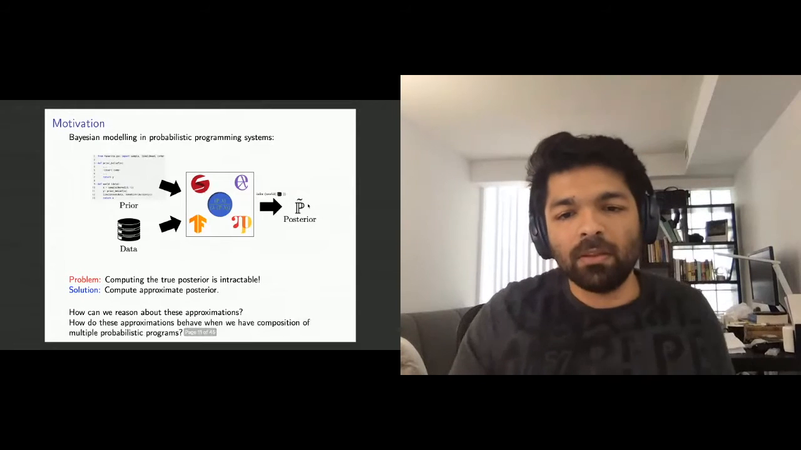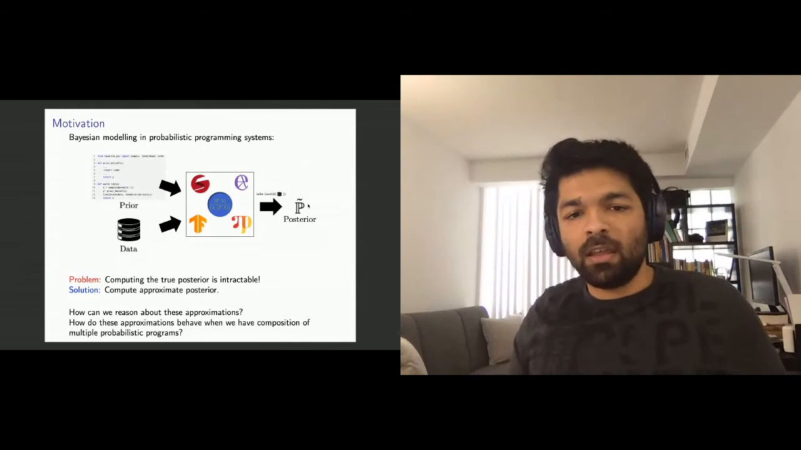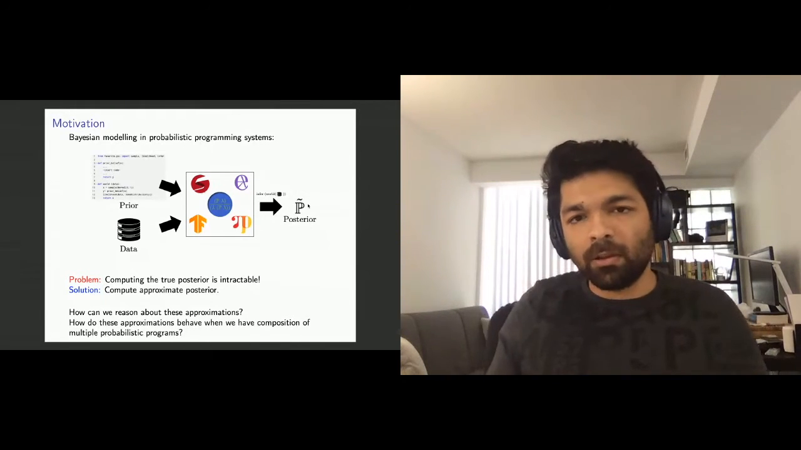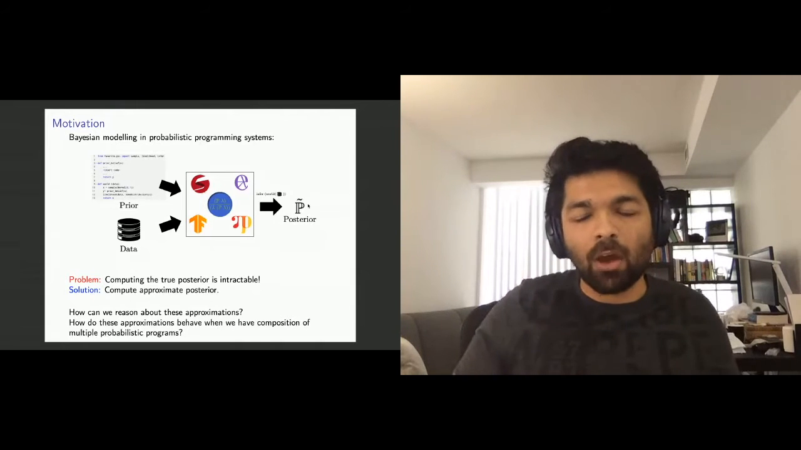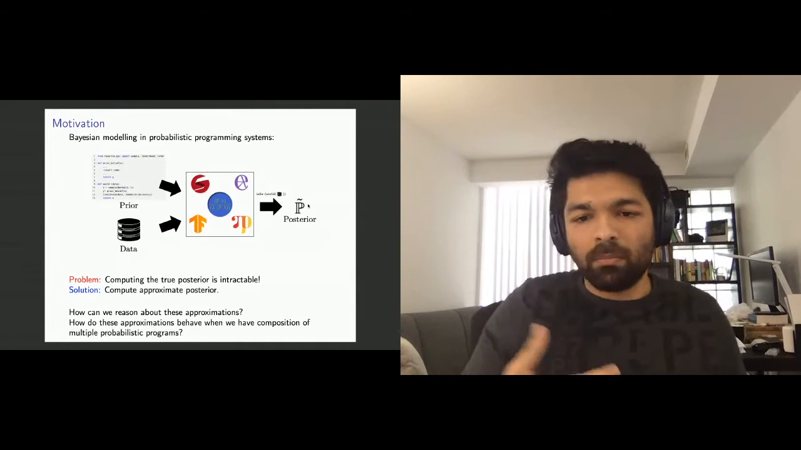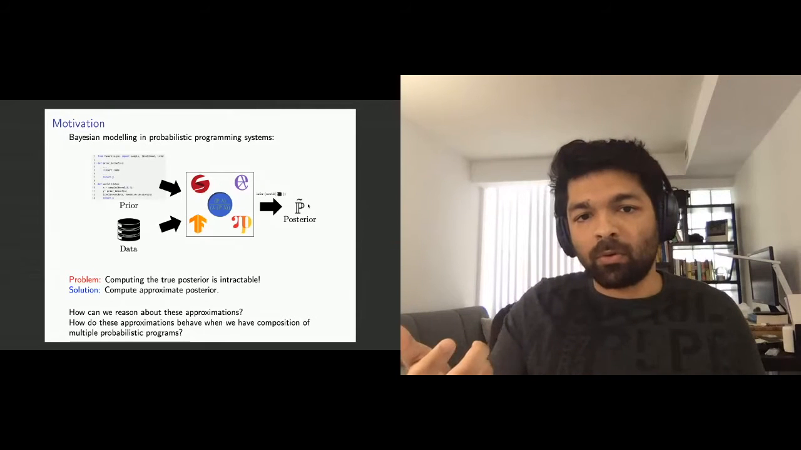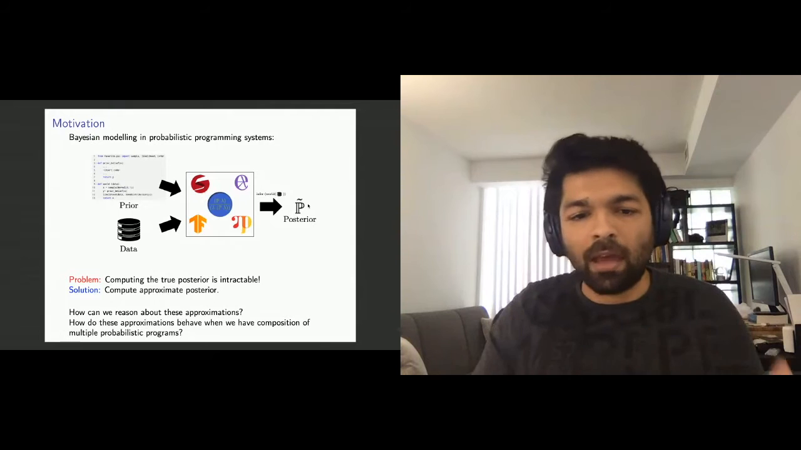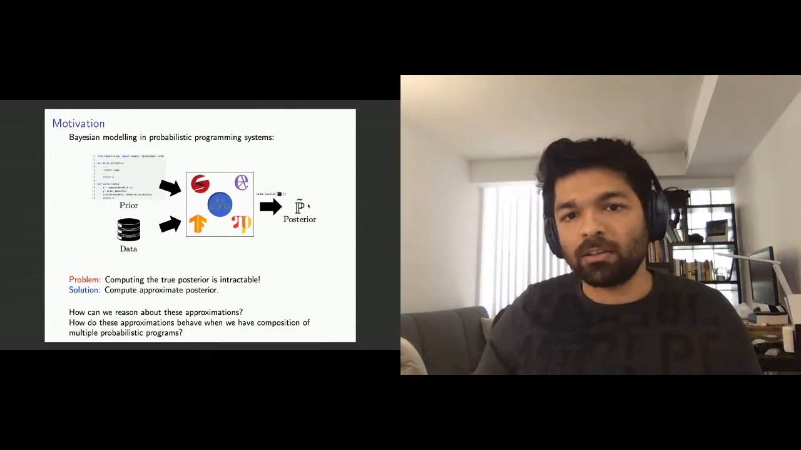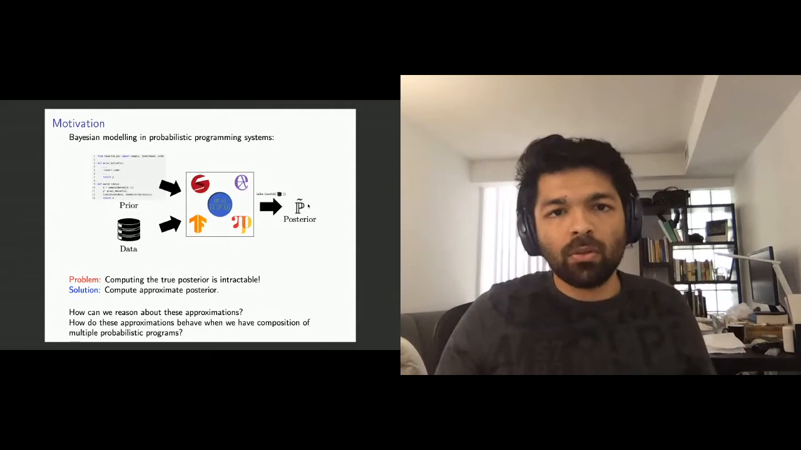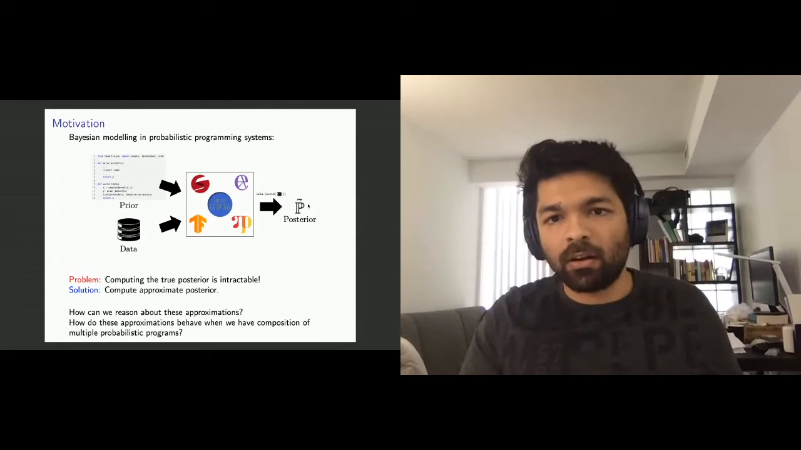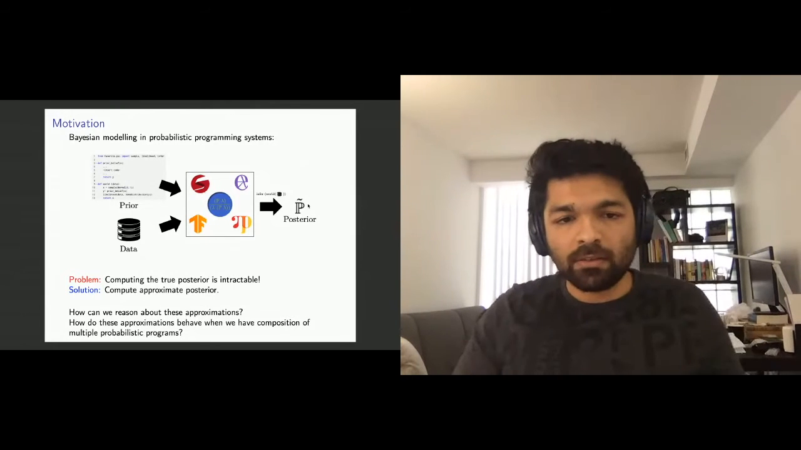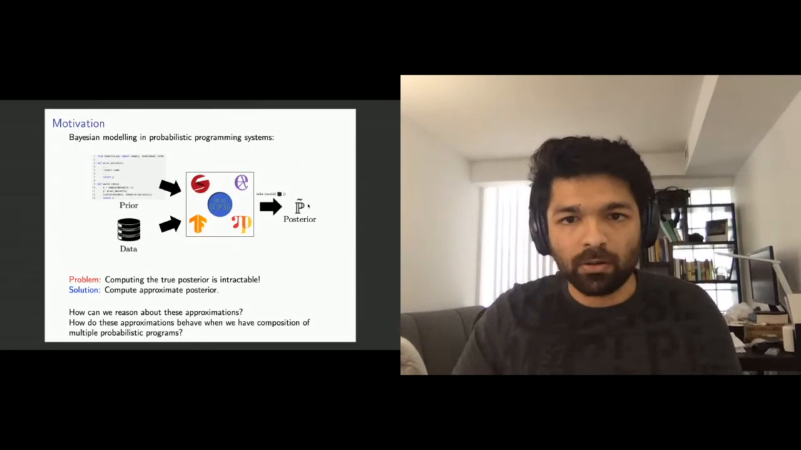And especially this question gets even more interesting when we have composition of multiple probabilistic programs. So when you have outputs of an approximate representation of a program fed in as input to another probabilistic program, we'll have these nested layers of approximations. So the goal of this work is to try to answer some of these questions, which we believe is very important.